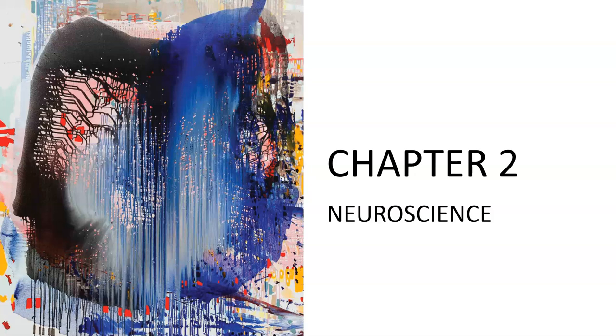This video is part 2 of Chapter 2, Neuroscience for PSY 110S, the Psychological Sciences. In this part of the chapter, we're going to start by covering the neurotransmitters.